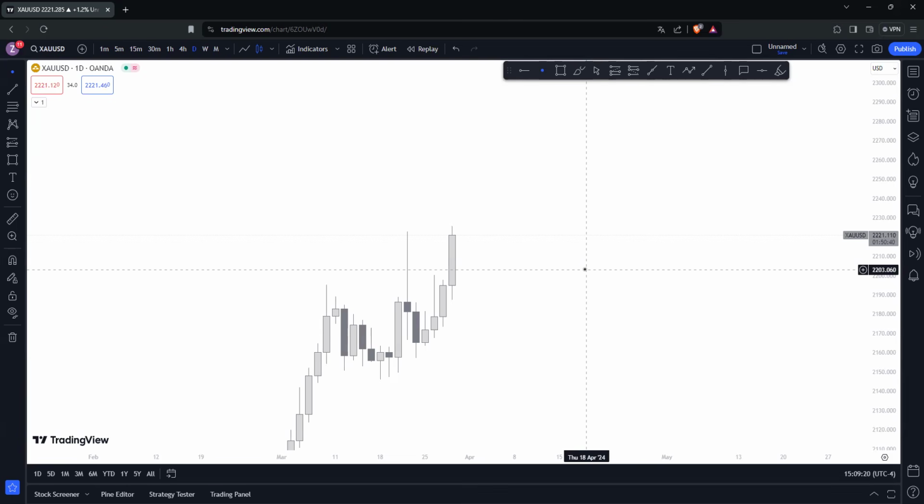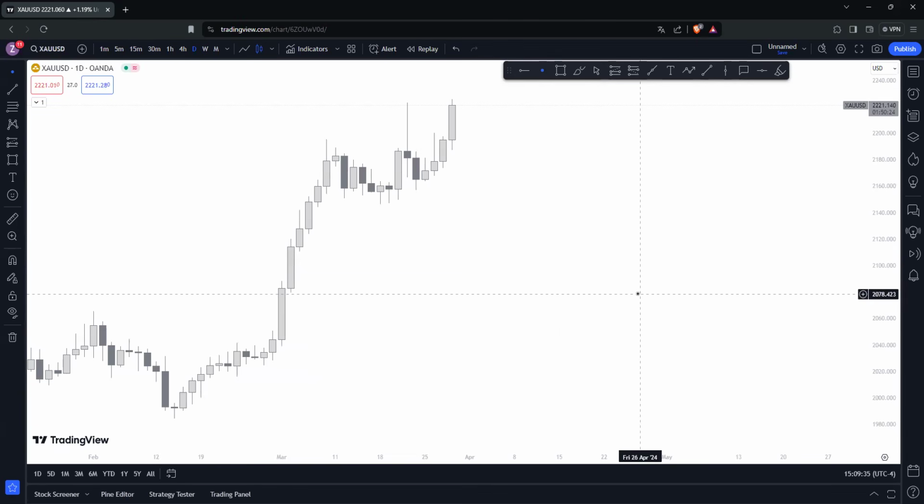First of all, I'm going to tell you which one is my favorite. My favorite entries for prop firms are the H4, H1 ones that I'm going to show you first. They are called the continuation and anticipation trades. What's the difference between anticipation and continuation entries?